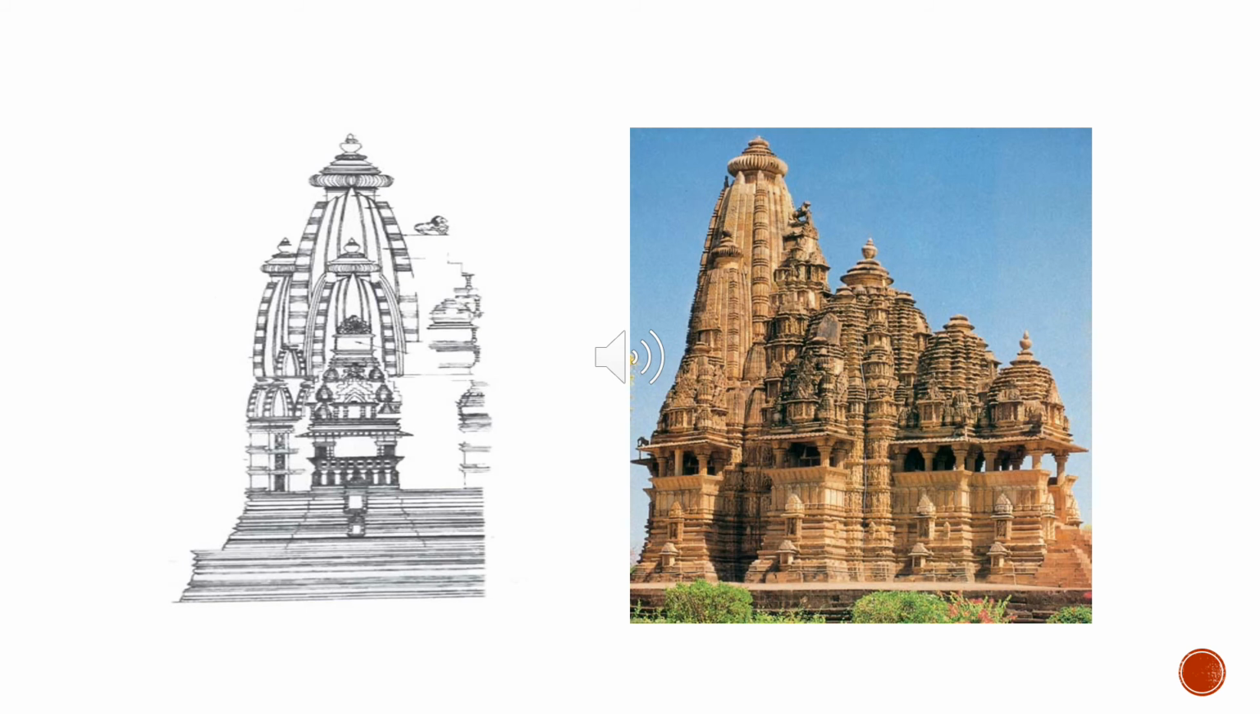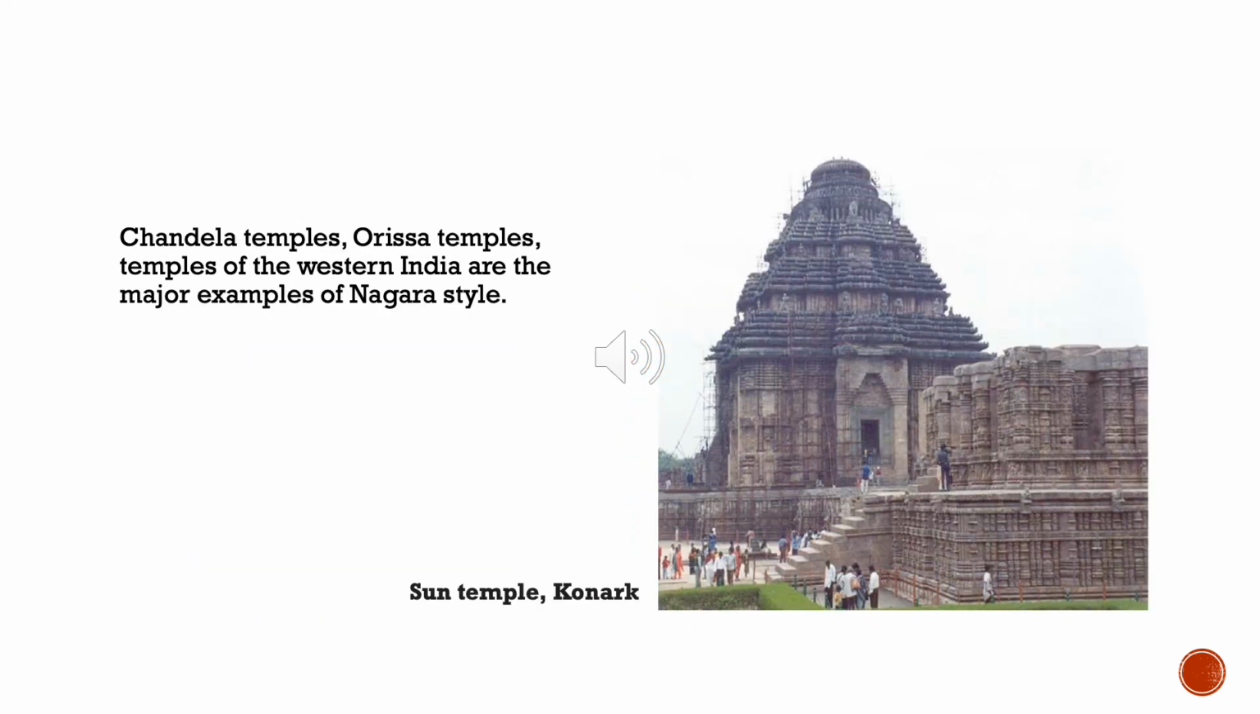A drawing of a Nagara style temple has been shown in this slide, and on the right side is the Kandariya Mahadeva temple in Khajuraho. These are famous examples of North Indian style temples. It has been built in the Chandela period. Chandela temples, Orissa temples, and temples of Western India are the major examples of Nagara style. Apart from the Chandela temples of Khajuraho shown in the last slide, Orissan temples are the classic examples of Nagara style. In this picture, the Sun Temple, Konark has been shown. It is one of the greatest examples of Nagara style.